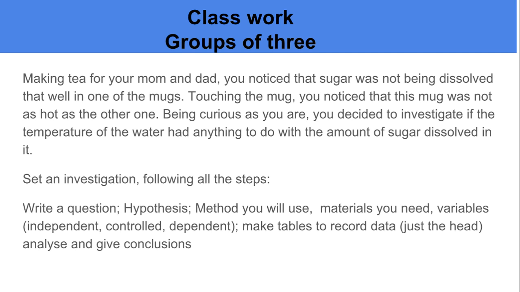And I want you to make tables to record data. Now, since you are not doing the experiment, you cannot fill in the numbers there. You can just make the headings, make a table and tell me what you are going to put in the first column, in the second column, or whatever. And after that, I want you to analyze and give a conclusion. If you want to go ahead and put fake numbers in the data and analyze and give conclusions, that is good with me. But if you don't want to do it, you just make the table and you explain what you would derive in a conclusion if you did an experiment.